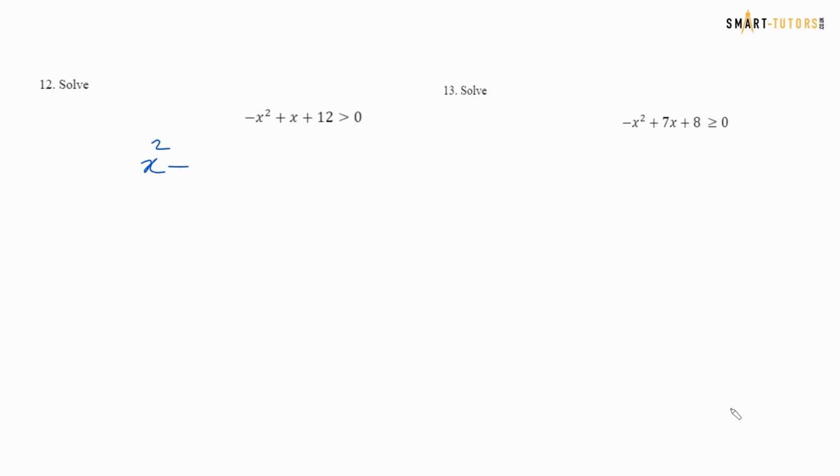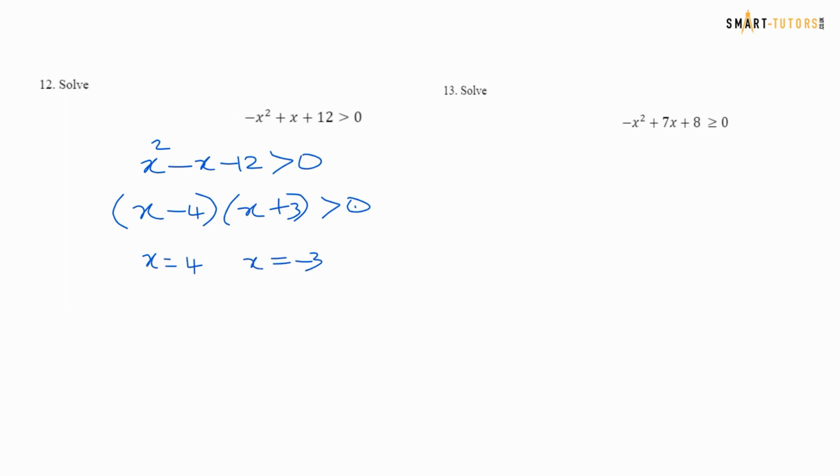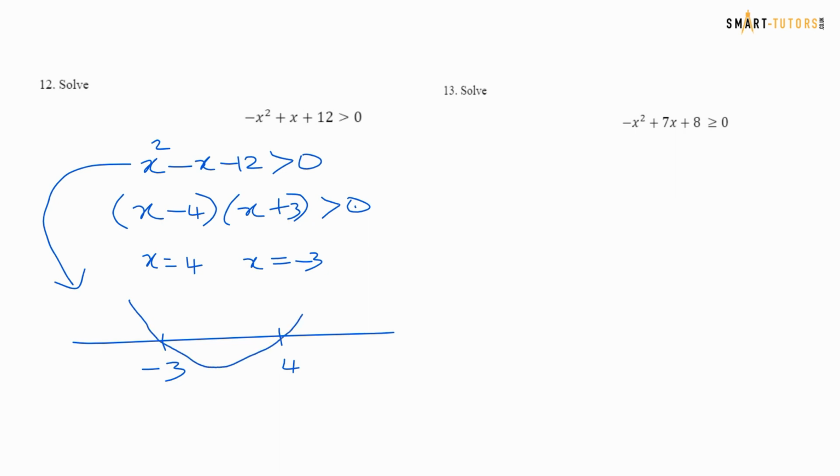So x squared minus x minus 12 greater than 0. So x minus 4 in one bracket, x plus 3, it's a factorization, and then x equals 4, x equals minus 3. So this is going to be minus 3, this is going to be 4, and now this graph is a happy face graph.